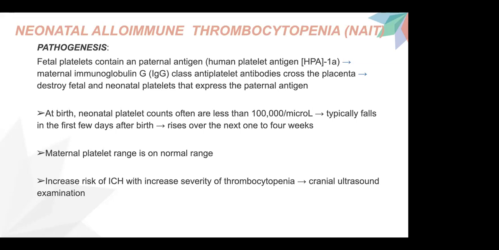And then it will fall typically in the first few days after birth. But over 1 to 4 weeks after that, it will gradually rise. Why is that? It is because the amounts of maternal autoantibodies in the fetal circulation gradually decrease. But the thing about this NAIT, as I mentioned before, is that mom only produces antibody to attack the fetal platelet. So when you do investigation, looking at the platelet parameter of a mom, her platelet count is in the normal range.